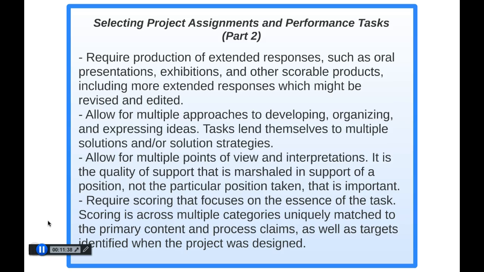Allow for multiple approaches to developing, organizing, and expressing ideas. Tasks lend themselves to multiple solutions and/or solution strategies. Allow for multiple points of view and interpretations. It is the quality of support that is marshaled in support of a position, not the particular position taken, that is important. Require scoring that focuses on the essence of the task. Scoring is across multiple categories uniquely matched to the primary content and process claims, as well as targets identified when the project was designed.